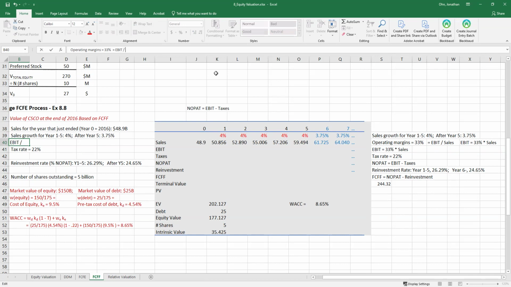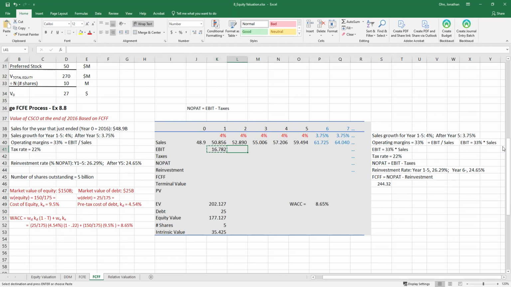Operating profit margin is EBIT divided by sales. That is 33%. So to calculate EBIT, you just multiply 33% times sales. That is how you calculate EBIT. So let's do it, times your sales projection, which is this one here. So that is your EBIT.